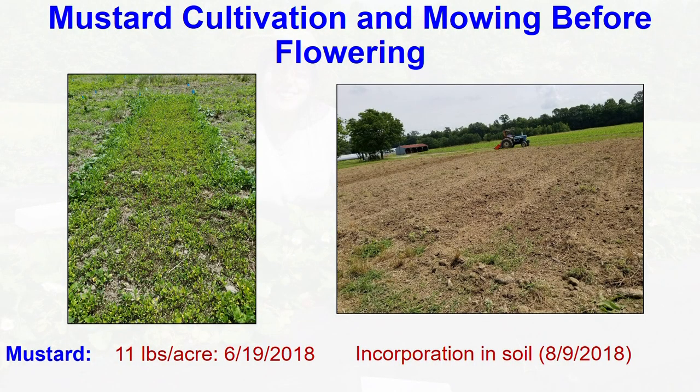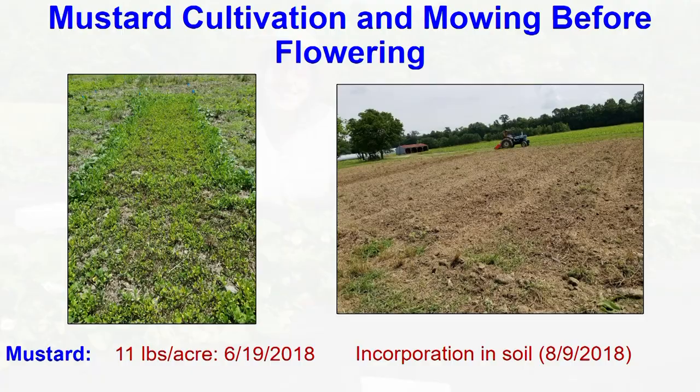So we planted mustard in June. It was late, but one can plant in the last weeks of April. The only thing is one has to mow the mustard before flowering. Otherwise, what will happen? This mustard may become a weed in your field. So we grew it and then we mowed it down in our field.